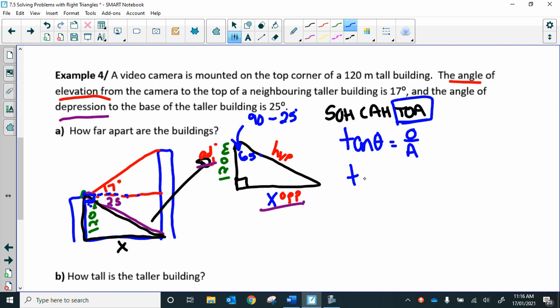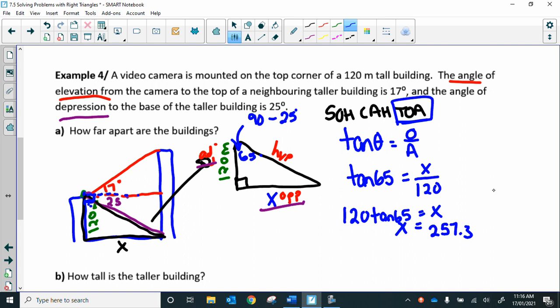I'm going to write that out. Fill in what you know. I know the angle is 65. I don't know the opposite, that's x. And the adjacent value is 120. So you're trying to solve for x. We're going to take that 120 and move it across, which means we're just going to end up multiplying those together. So make sure you can punch that into your calculator. And it's actually 257.3. So how far apart are the buildings?